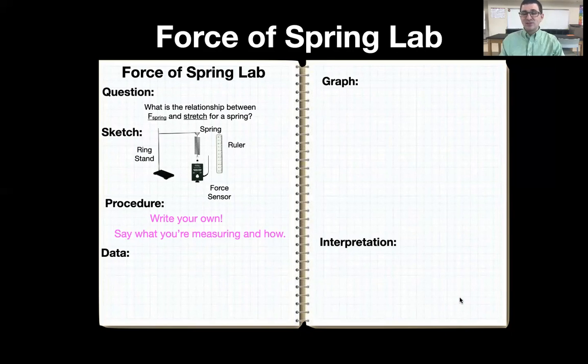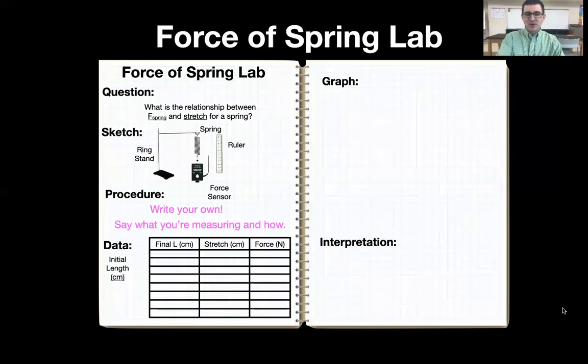The last thing we need to do before we are ready to run the lab is to make our data table. So some information that we're going to need is we need to write down the initial length of the spring, which is going to be a constant. And by initial length, I really should say unstretched length, because initial can be kind of confusing, because when is initial? So let me just go ahead and change this to unstretched length, because then when we have the stretched length minus the unstretched length, that is going to give us the amount of stretch.